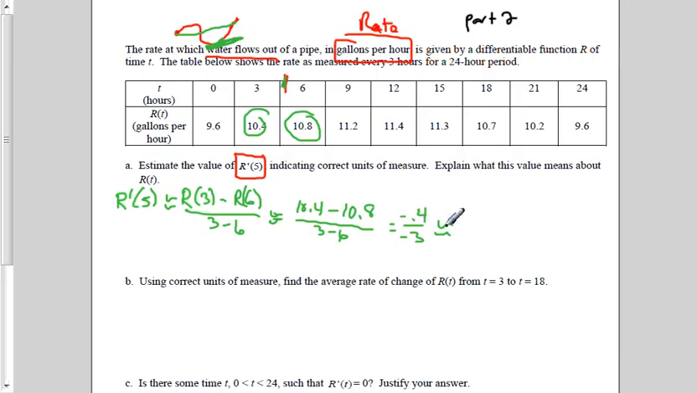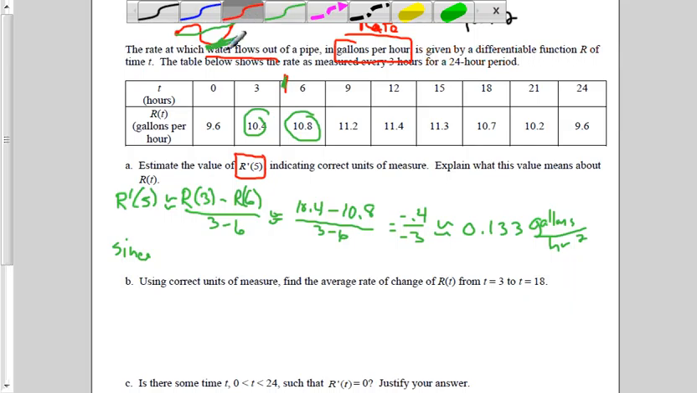Take my calculator, and we're going to get roughly 0.133. And again, it's gallons per hour is what this r of t was, all over t. So it's gallons per hour over hour. So that's going to be gallons per hour squared. Okay, so what does that mean?